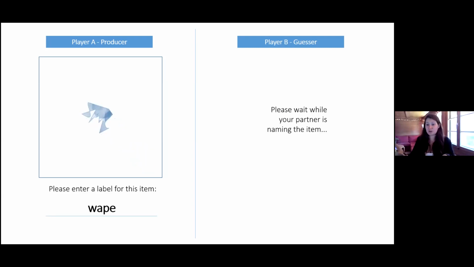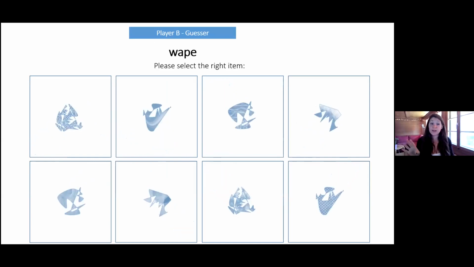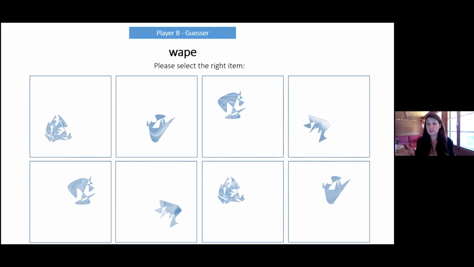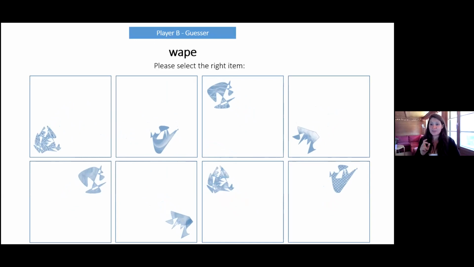we pass it to the partner, the guesser. The guesser sees this word wape along with a grid of 8 different items. One of them is the right item, and they need to select what they think their partner meant.